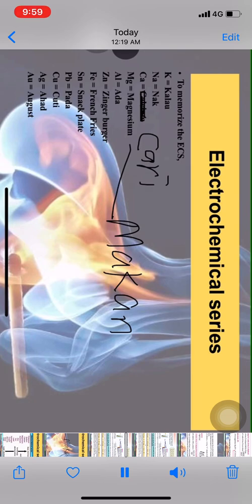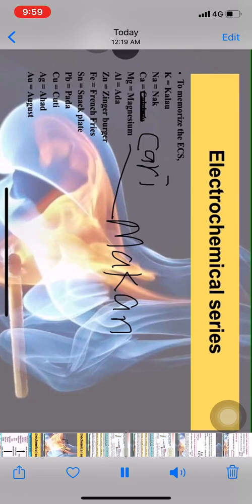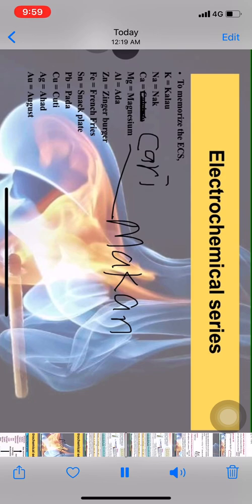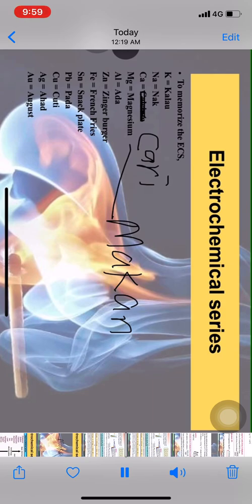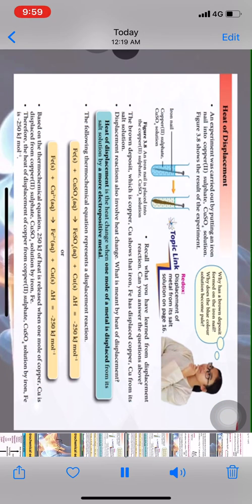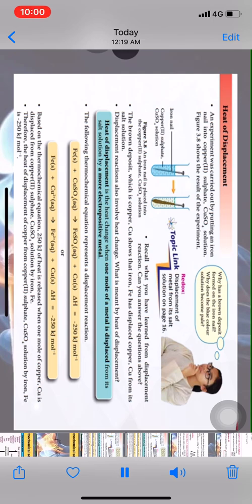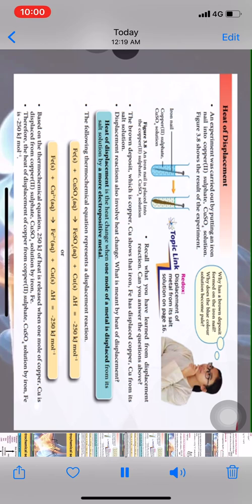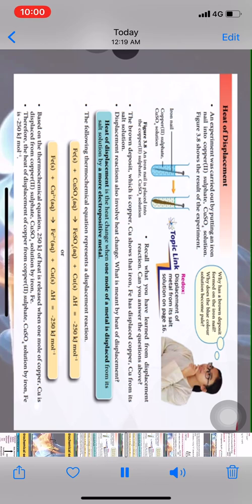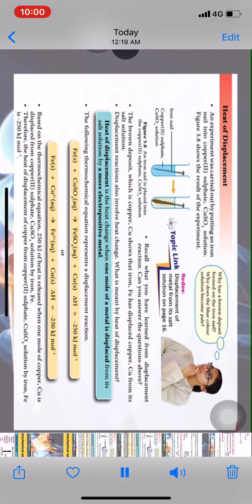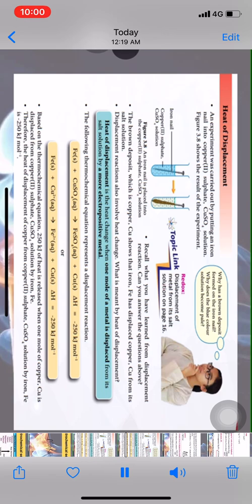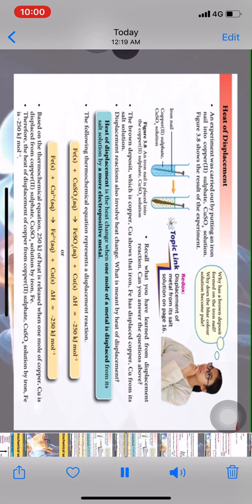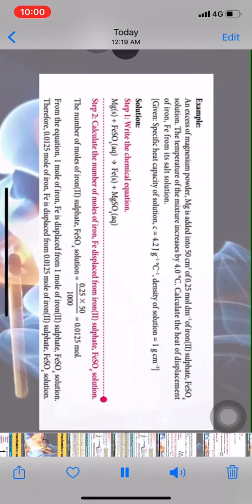Okay, so you see ferrum is the more electropositive, so it can displace copper from its copper sulfate solution and become a metal again, because copper is the less electropositive. Based on the thermochemical equation, 250 kJ of heat is released when 1 mole of copper is displaced from copper sulfate solution by iron. Therefore the heat of displacement of copper from copper sulfate solution by iron is negative 250 kJ mol^-1. So this one is an example.